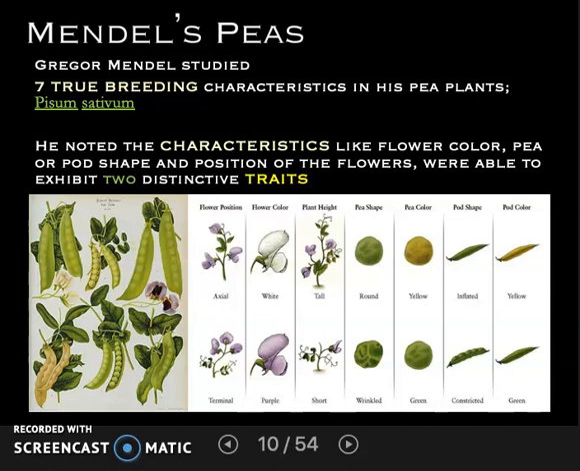So he did that for these 7 different characteristics. He had 2 strains of true breeding plants for each of those characteristics. And then he did his experiments.